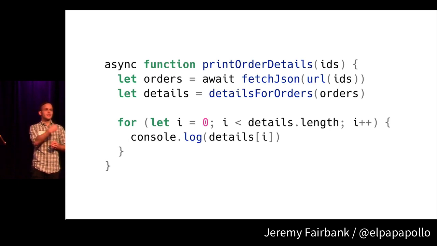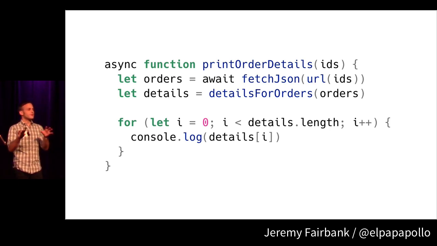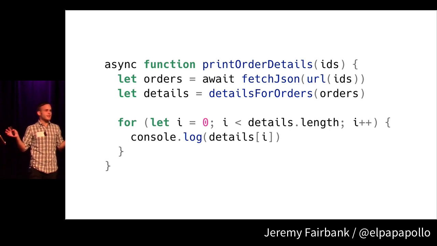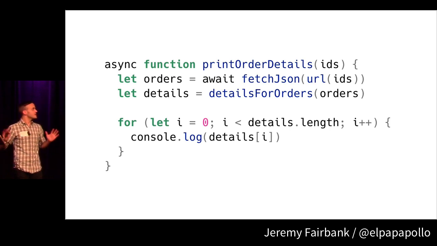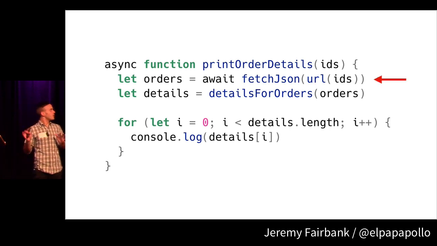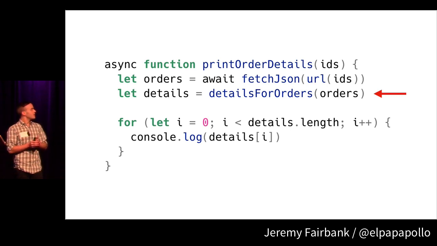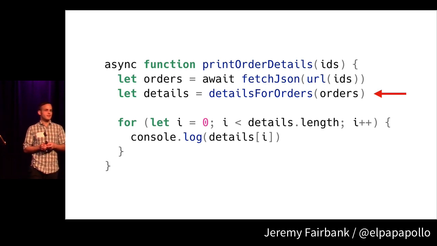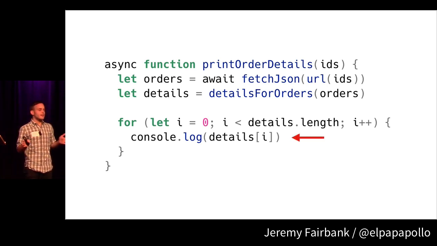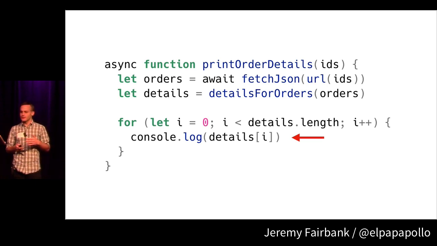Returning back to our print order details function, I can swap out those important pieces with my pure functions and just let this function focus on coordinating those pieces for me, because let's not kid ourselves, side effects are still going to exist in some form or fashion, but we just want to push them out as far as possible so that our core business logic is easily testable. So I can call the URL function I wrote with those IDs and let that handle that business logic. Then I fetch the orders, and when I get them back, I'll let the details for orders take in that array and transform it into the array of strings. And then I can just do my last side effect of looping over and printing these out to the console.